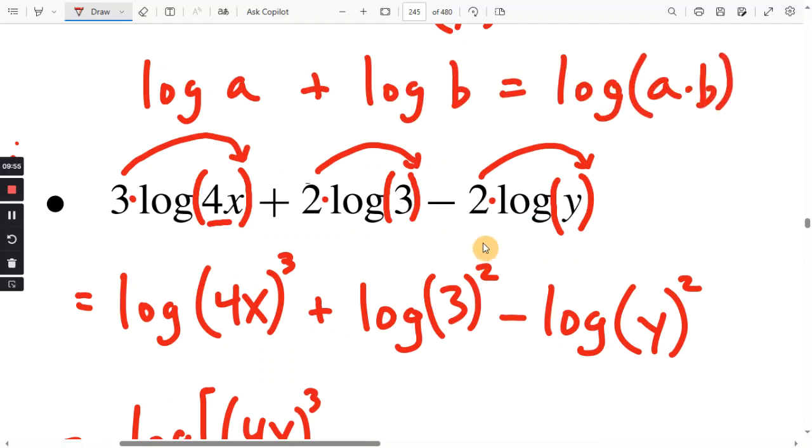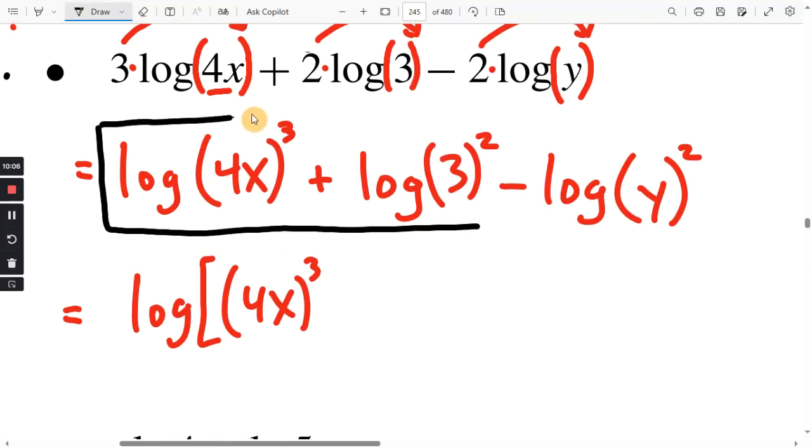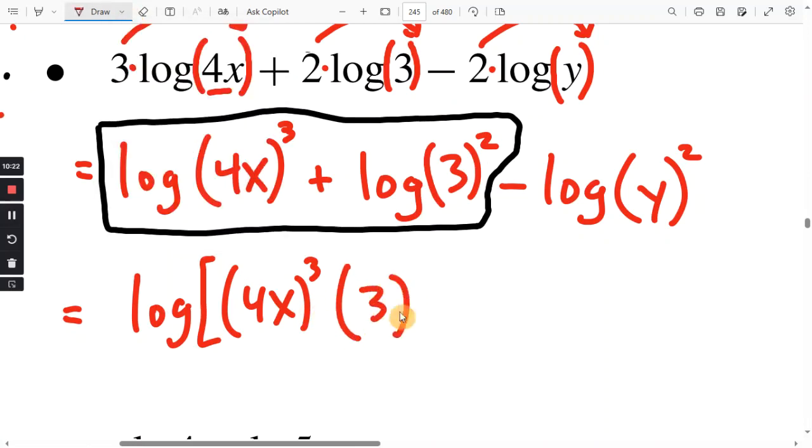All right, so same thing here. Log A plus log B. We're just doing this section first right here. And let's see, log of 4x to the third, and that is going to be times 3 squared. All right, so this is the log of A, and the A went there. This is the log of B, and the B went there, minus log of y squared.